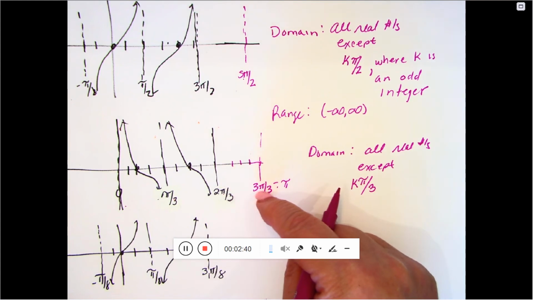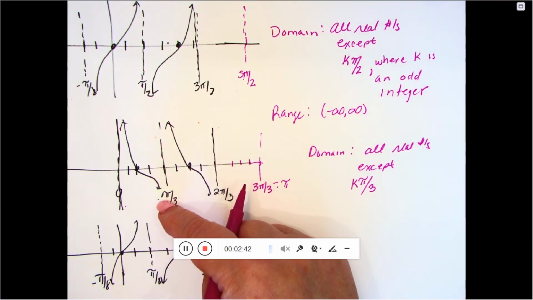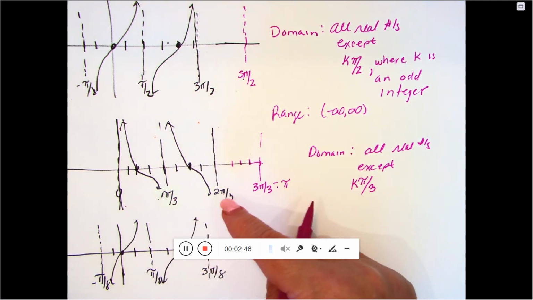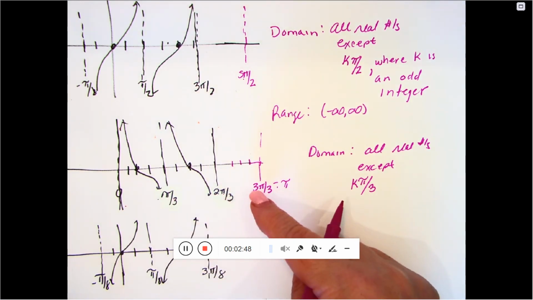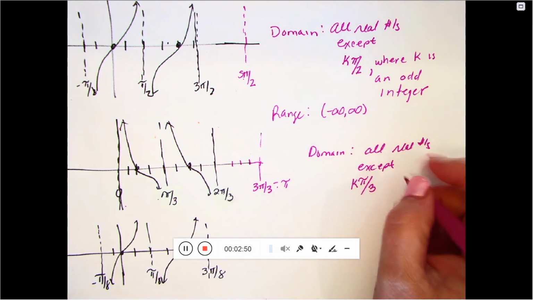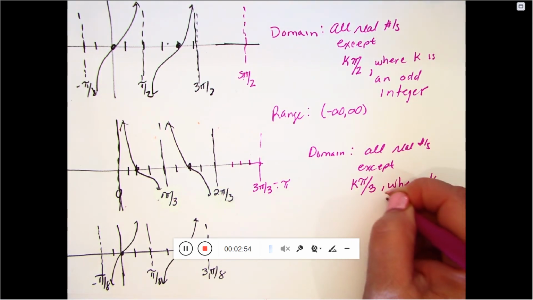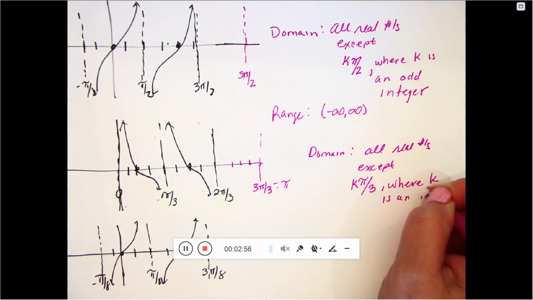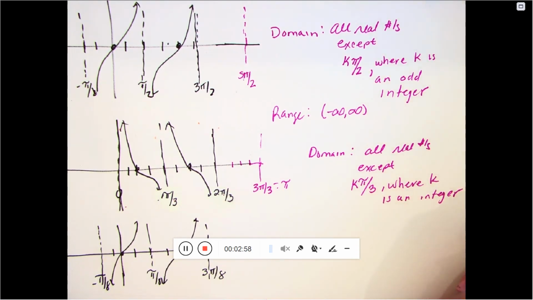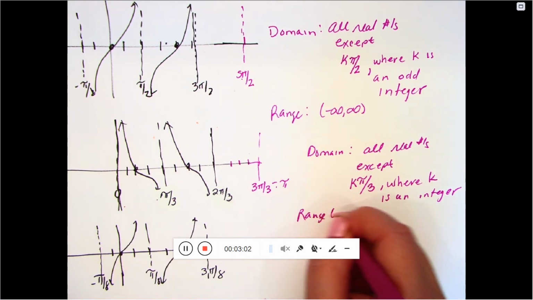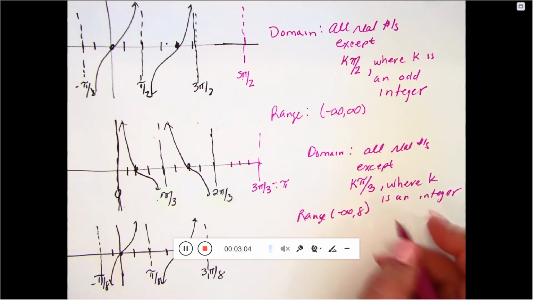And what's k? K is not odd now, it's all integers. It's 1, and over here it'd be negative 1. So it's 1, 2, 3, the next one will be 4. So we simply say where k is an integer. And again, the range is negative infinity to infinity.